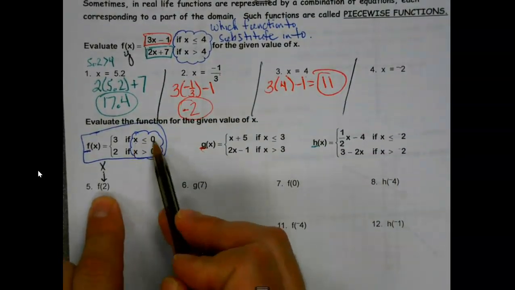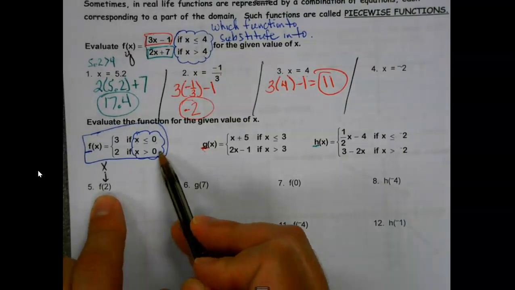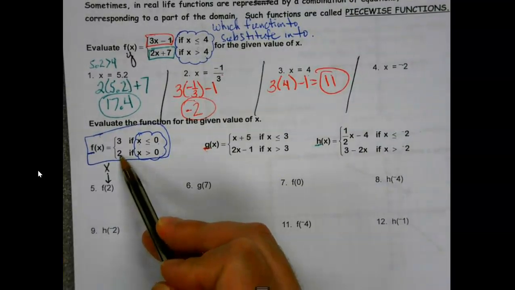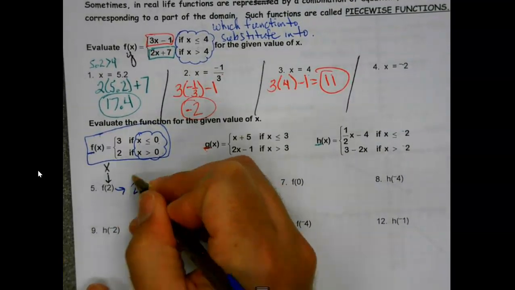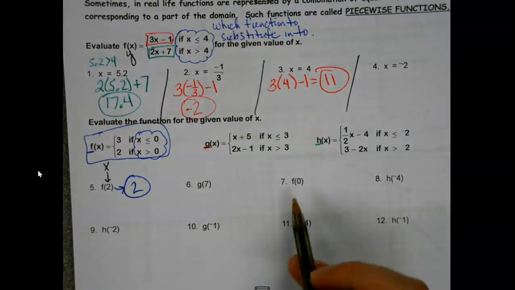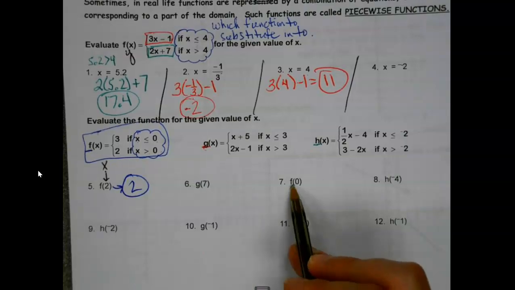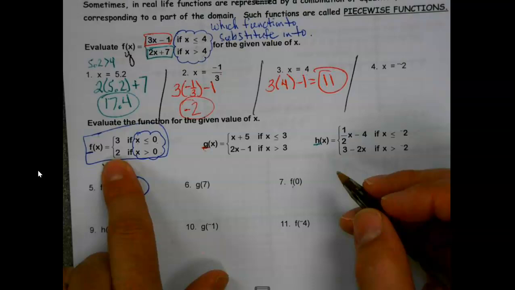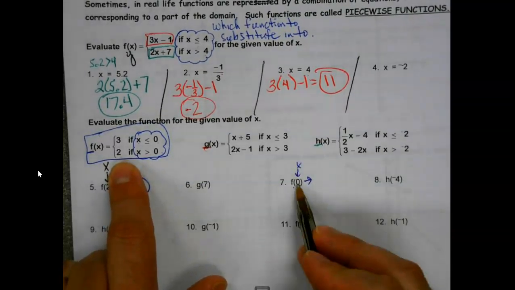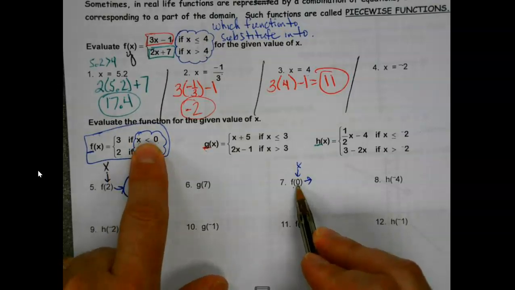Is 2 less than or equal to 0? No. Is 2 greater than 0? Yes. Well, there's nowhere to plug a number. It just says 2. Okay, then just put 2. Just like if we're doing number 7, I'm going to be back to this one. I see it's the f function, so I'm back over here. What happens when x is 0? Is x less than or equal to 0? Yes.